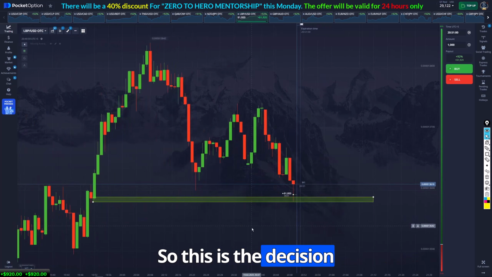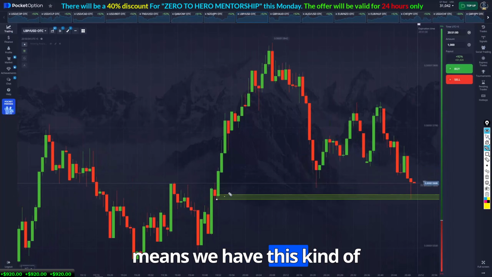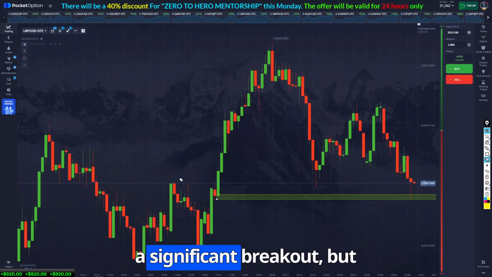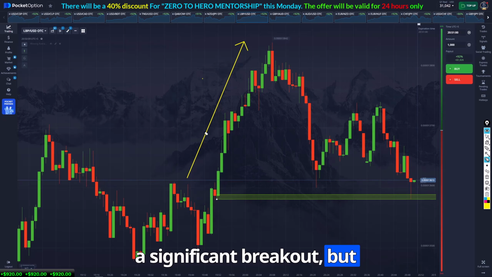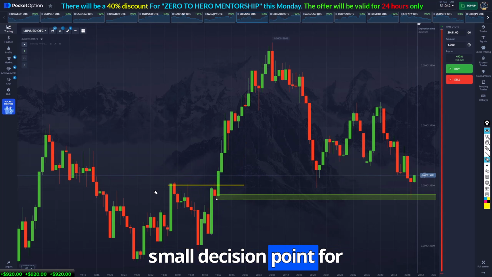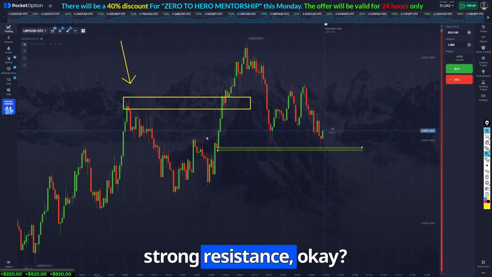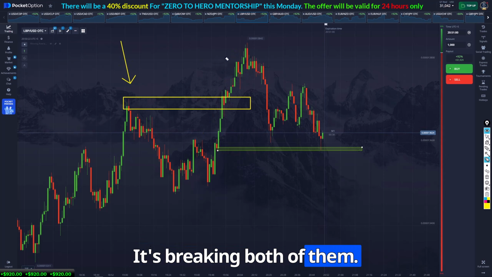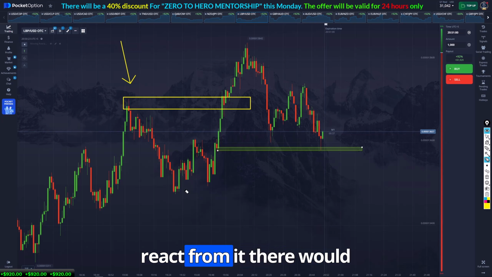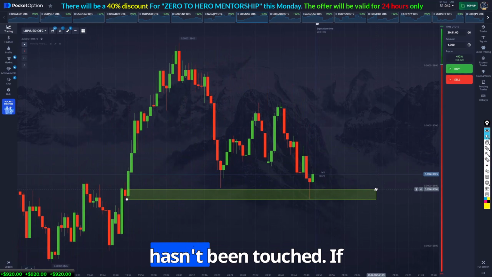Exactly. So this is the decision point. A decision point means we have this kind of demand, and then we have a significant breakout. But in this case, it's breaking this resistance. Okay, it's a small decision point for this, and also a big one for this strong resistance. It's breaking both of them, so most likely there would be a reaction from this, especially since previously it hasn't been touched.